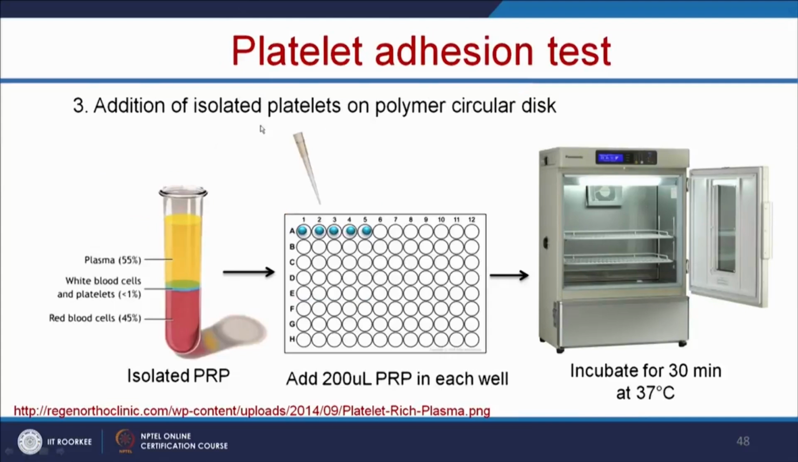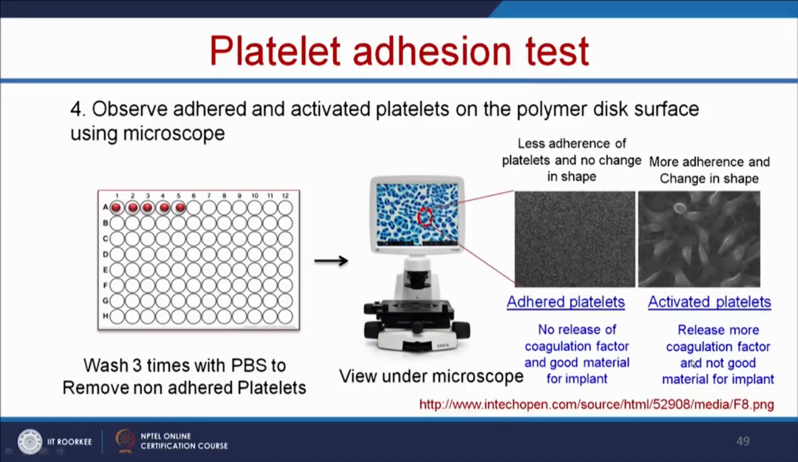Then you can add the isolated platelets on the polymer circular disc. You can add 200 microliter of PRP in each well and incubate in the incubator for 30 minutes at 37 degrees Celsius. You can observe the adhered and activated platelets on the polymer disc surface using the microscope, and wash this 3 times with PBS to remove the non-adhered platelets. When you view under the microscope, you will get this kind of result. If you are getting this kind of result, that means less adherence of platelets, and there is no change in the shape.